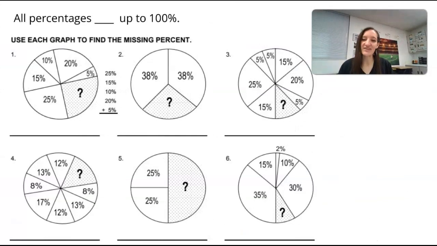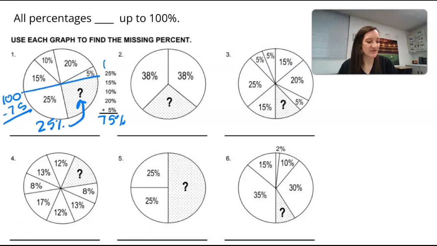So let's practice that a little bit. Here we have 25, 15, 10, 20, and 5. It's 5, 10, 15, 3, 4, 5, 6, 7. So this is 75%. If I go 100 minus 75, I will get 25% right here. And that makes sense because it's equal to that 25% that's next to it, isn't it? All right, what if we have a 38 and a 38%? That would be 76%.